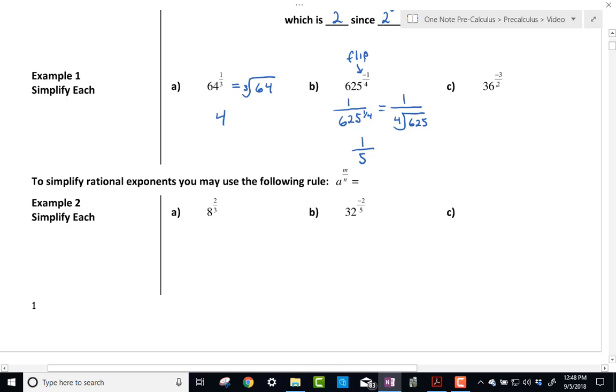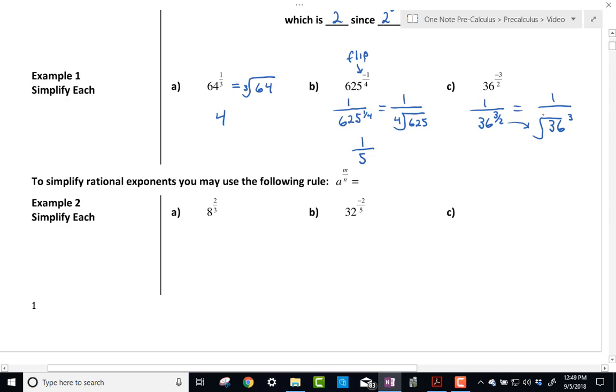36 to the negative 3/2 power. All right, when I see that negative exponent, until I get really proficient with this, I'm just going to go ahead and flip it. This is 1 over 36 raised to the positive 3/2 power. Okay, well, what does that mean? Let's rewrite it. This is 1 over, I'm going to take 36, and I'm going to raise it to the third power, and I'm going to take the square root of that. Remember, the number in the bottom is your root index.